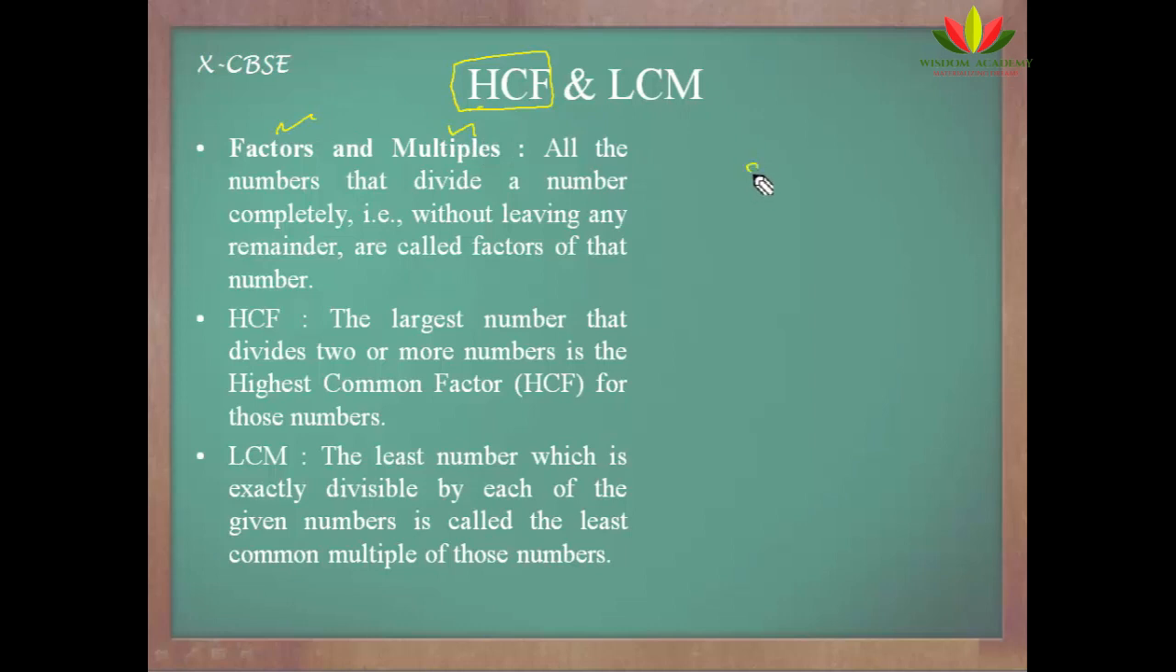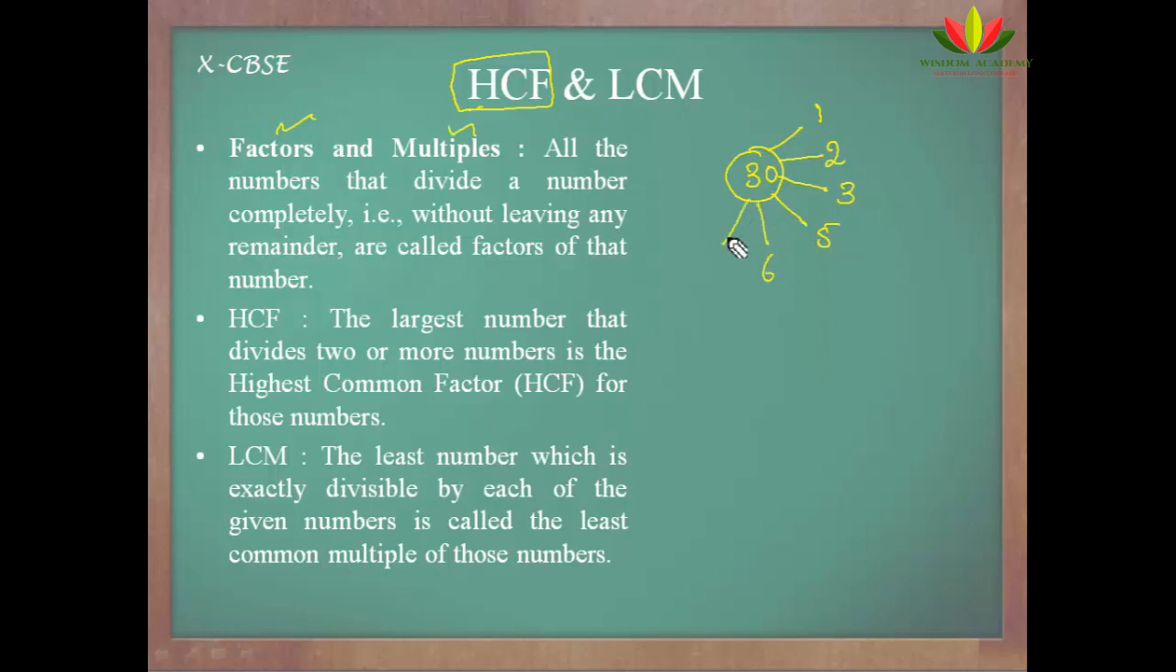Let the given number be 30. The numbers which exactly divide 30, that is, without leaving any remainder, with 0 as the remainder, are known as factors. 1 will divide all numbers with remainder 0, so 1 is a factor for all numbers. 2: if I divide 30 by 2, I get remainder 0, so 2 is also a factor. 3: dividing 30 by 3 gives remainder 0, so 3 is also a factor. Then 5 is also a factor since the remainder will be 0.